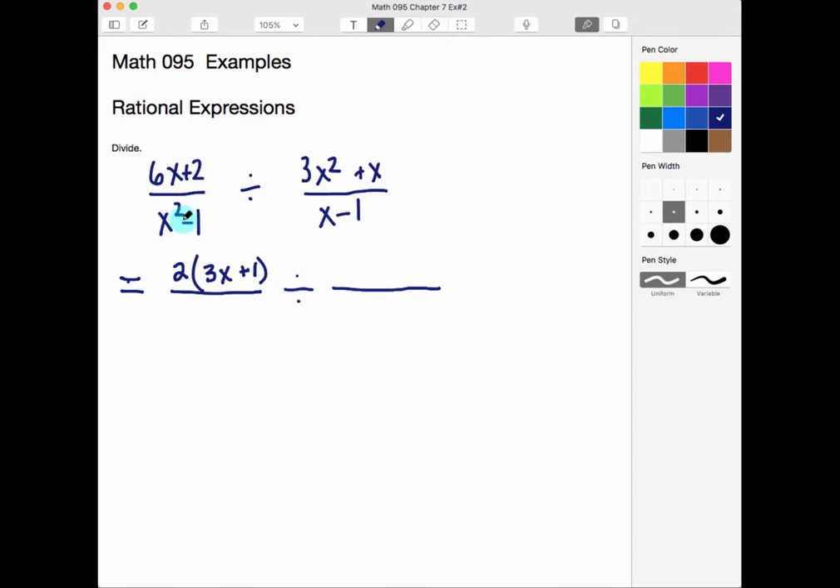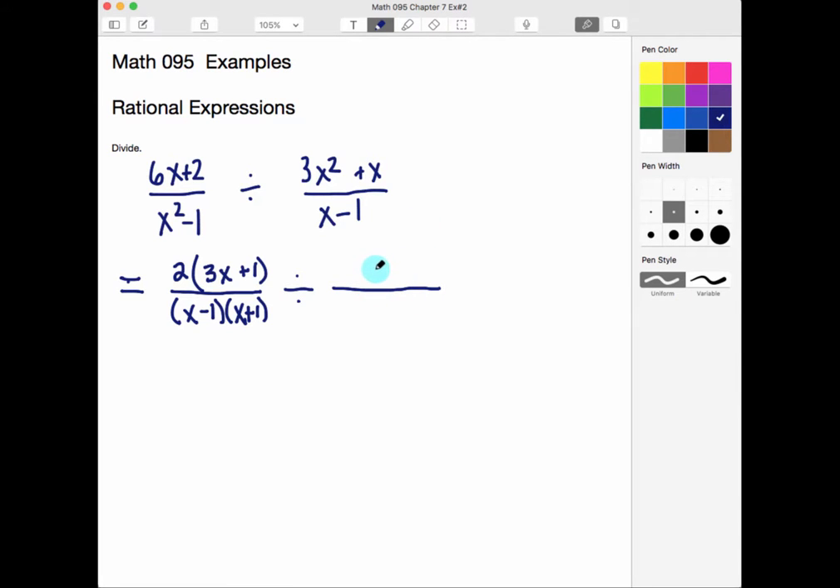And then the denominator, I notice, is the difference of squares. So that factoring would look like x minus 1 times the quantity x plus 1. It could also be x plus 1 times x minus 1. It doesn't matter the order of those factors, as long as you have the same term at the beginning of the parentheses and at the end, and then they have opposite signs.